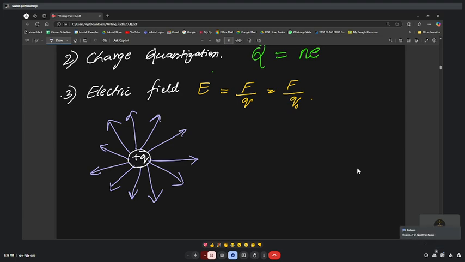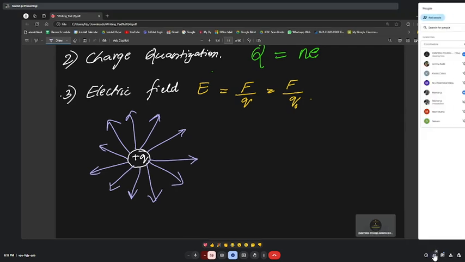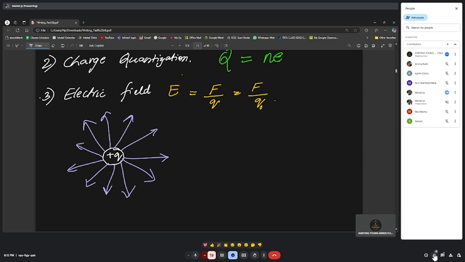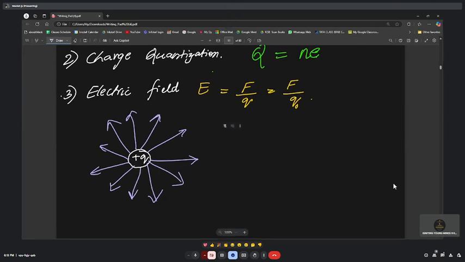And what will be its surface area? I hope you know the total surface area of a sphere is 4 pi r squared. If you know the distance r, you can calculate the total surface area surrounding the positive charge. So for a positive charge, the electric lines of force, or electric field lines, are radially outward. That's the first thing you should remember.